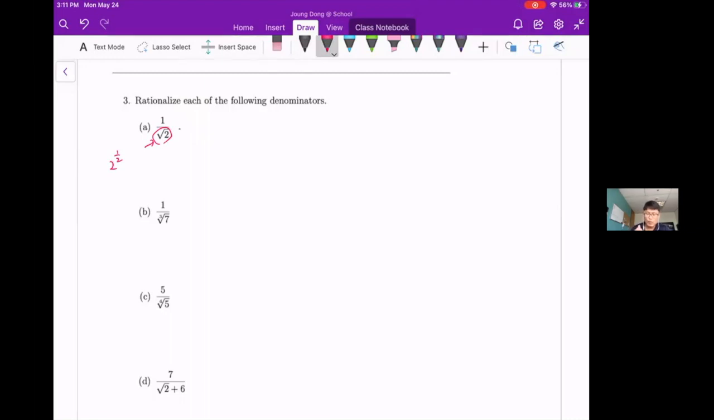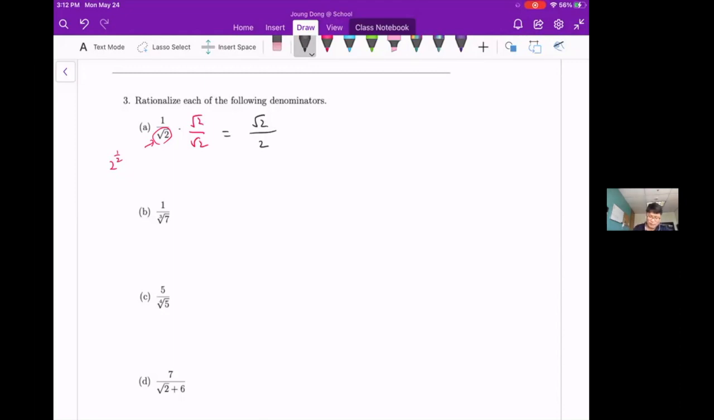But keep in mind, whenever you multiply something, you have to do the same thing to your numerator. So it will be done like this. Then that is equal to the square root of 2, and square root 2 times square root 2 is 2. That's it. This is the basic technique for rationalizing the denominator.